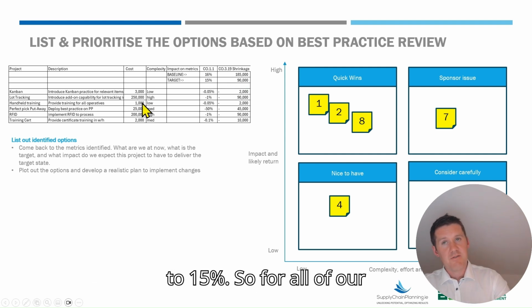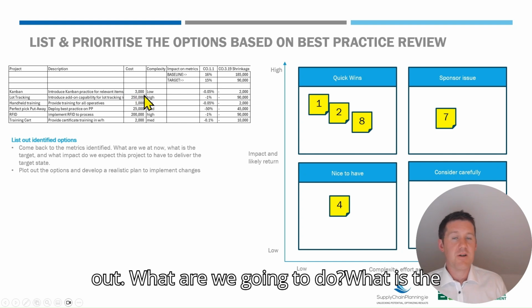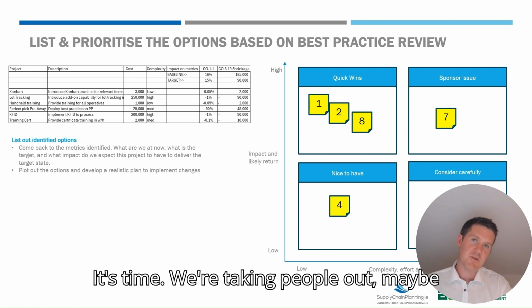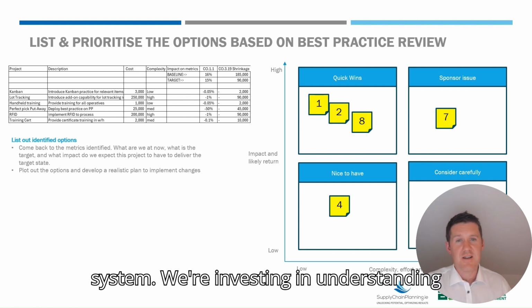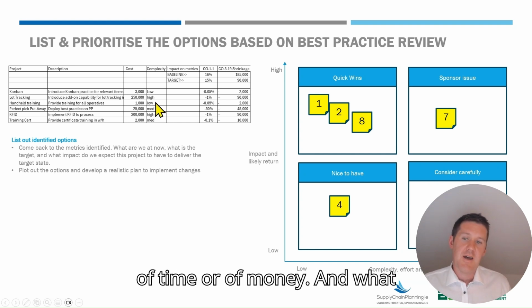So for all of our different proposals, what we're going to do is list them out. What are we going to do? What is the cost of doing that? Everything has a cost. It's time. We're taking people out, maybe providing training, we're investing in a system, we're investing in understanding a new capability. Everything has a cost of time or of money.